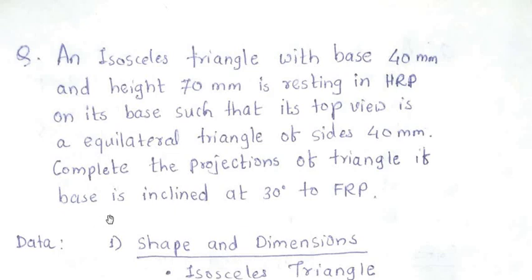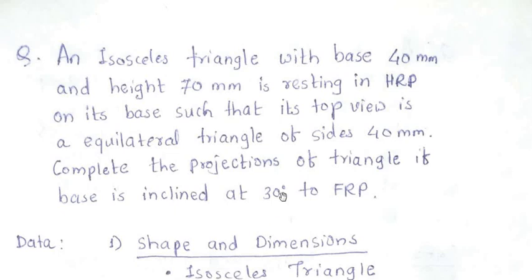Now let us see one typical problem from the chapter projection of planes. The question is, an isosceles triangle with base 40 mm and height 70 mm is resting in HRP on its base such that its top view is an equilateral triangle of sides 40 mm. Complete the projections of triangle if base is inclined at 30 degrees to FRP.